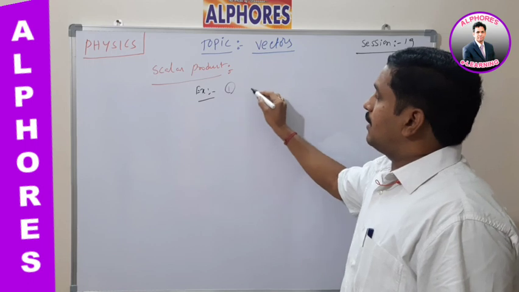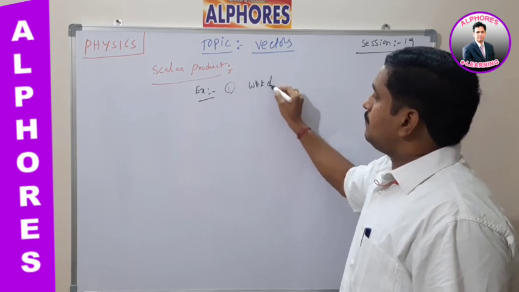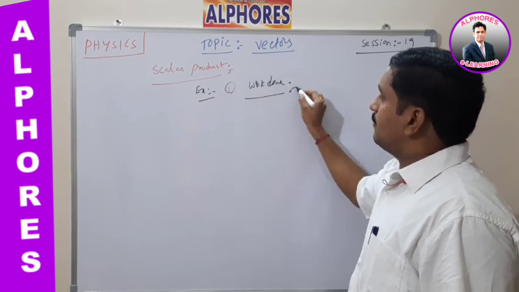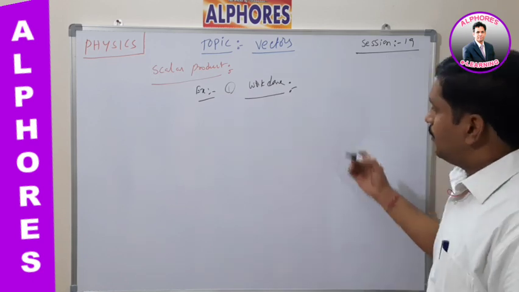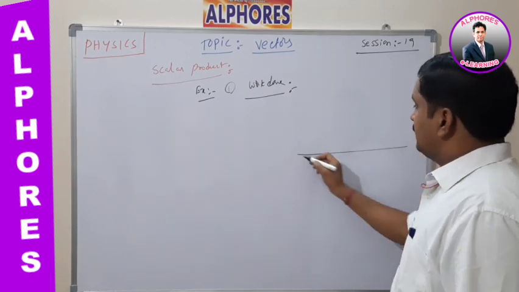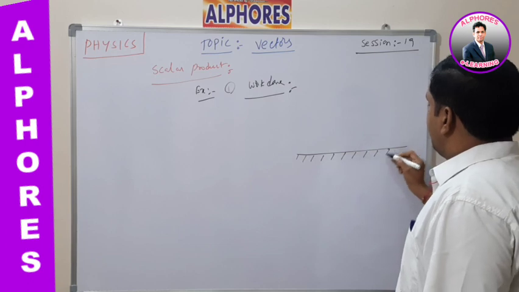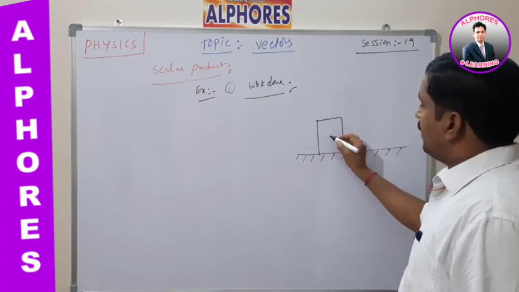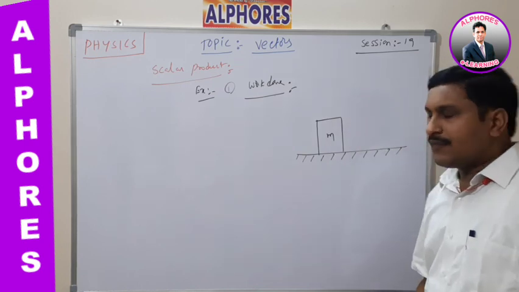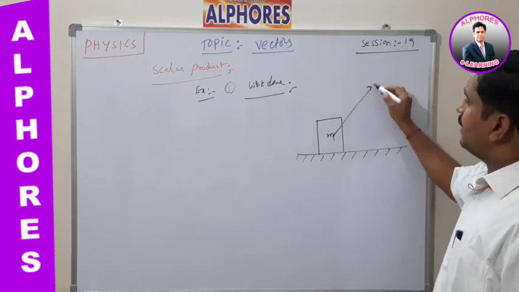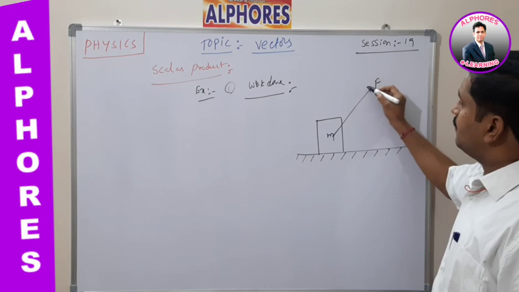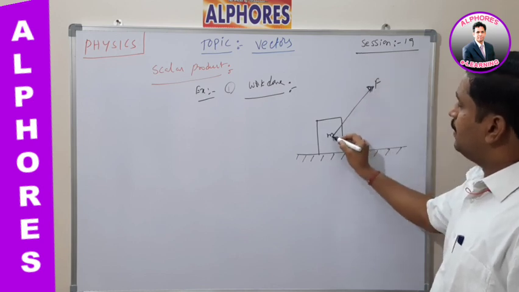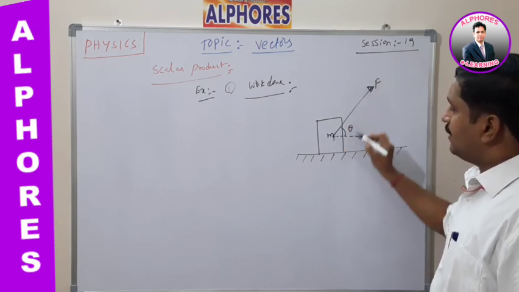First example, work done. Listen carefully. This was already completed yesterday, but I have to explain again because it is important. Let us say this is a block of mass M. Now an external force is acting on the block like this, which makes an angle theta with the horizontal.